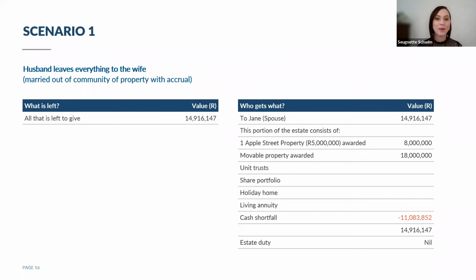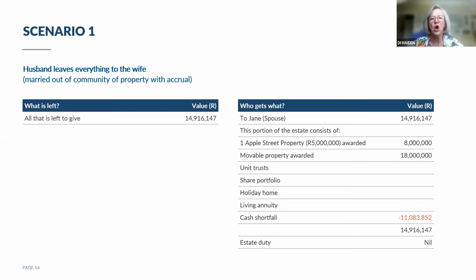But this can be a problem if we're at a time in the global economy where we're selling a share portfolio, selling off unit trusts, or even putting a holiday home up on the market. It will force the family or the executor to sell at way below market value if the timing is just not perfect. And it can possibly also delay the estate if we have to put fixed properties up for sale. So the big thing that comes out here is that we've got a major cash shortfall, but luckily, because Jane is the sole heir, she's able, I want to say, to restructure how the sum is come up with.